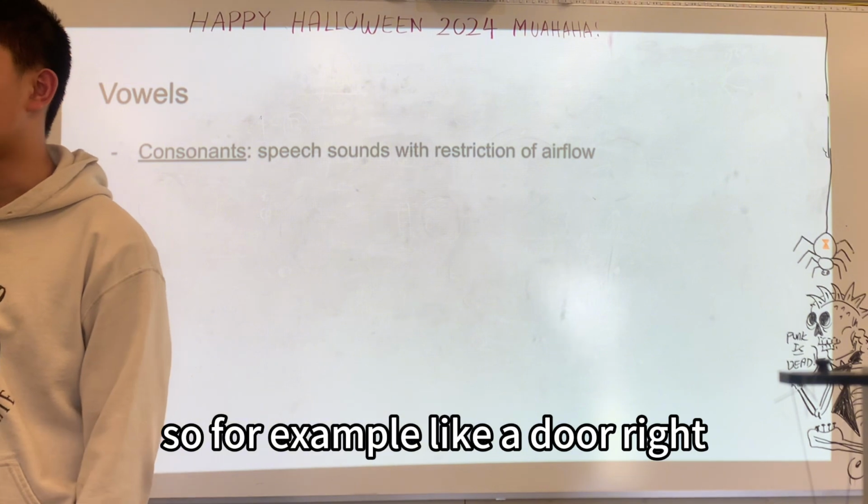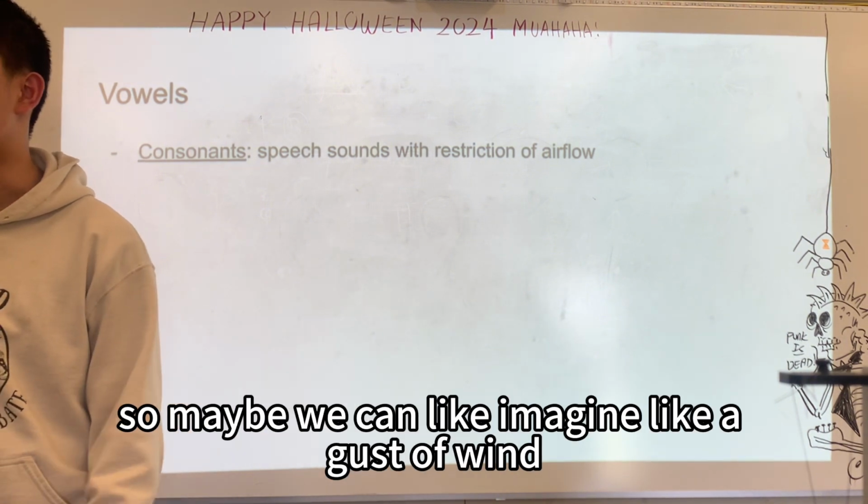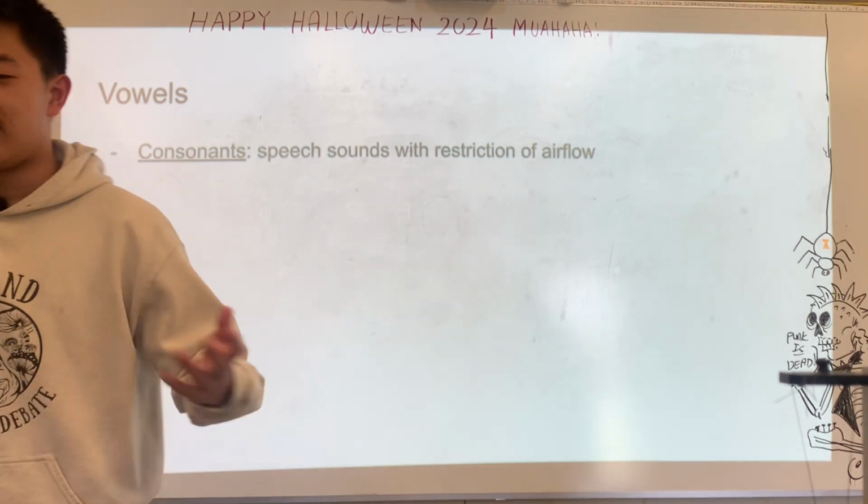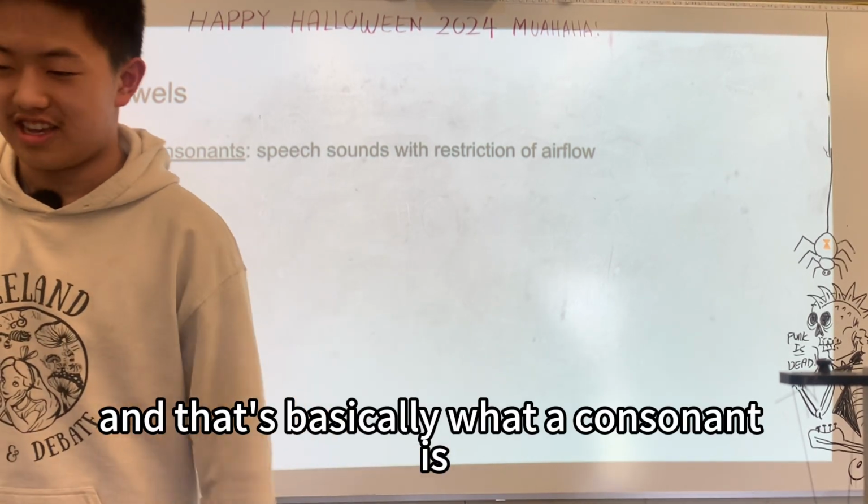So, for example, like a door, right? Maybe we can imagine a gust of wind blowing at your door. So you close the door and that makes a sound, right? And that's basically what a consonant is.